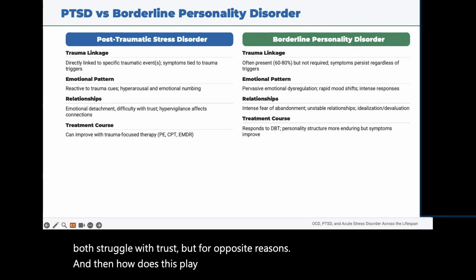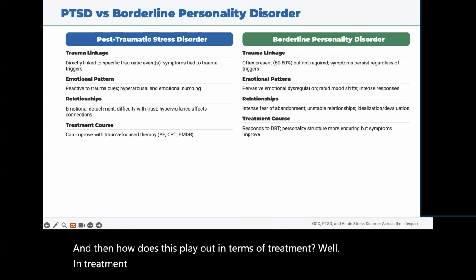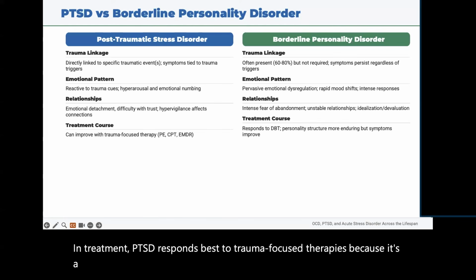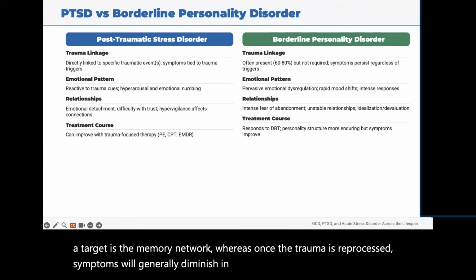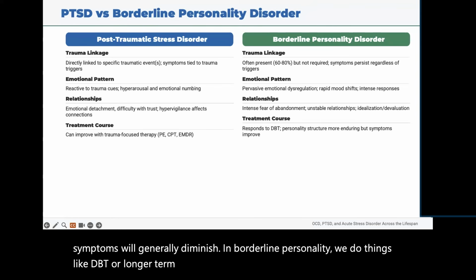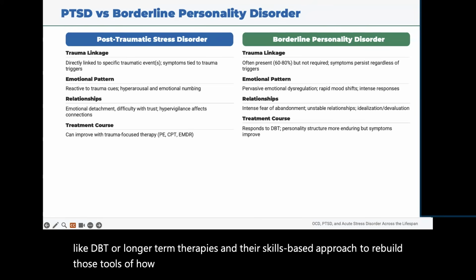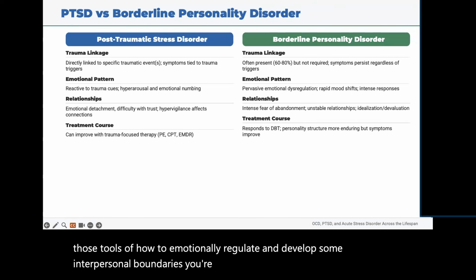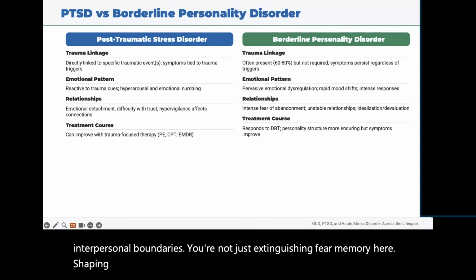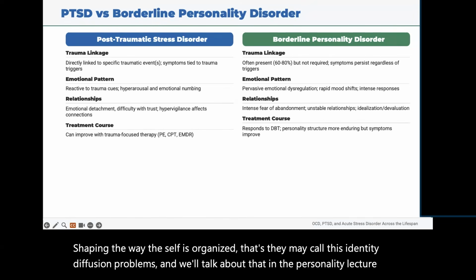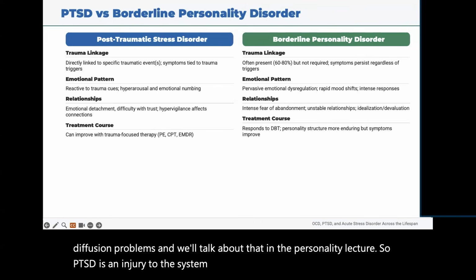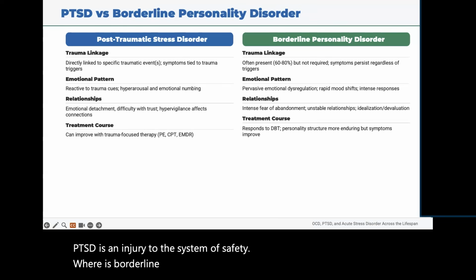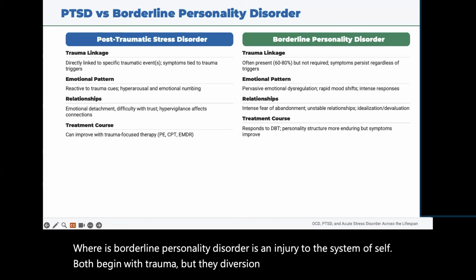And then how does this play out in terms of treatment? Well, in treatment, PTSD responds best to trauma-focused therapies because its target is the memory network, whereas once the trauma is reprocessed, symptoms will generally diminish. In borderline personality, we do things like DBT or longer-term therapies and their skills-based approach to rebuild those tools of how to emotionally regulate and develop some interpersonal boundaries. You're not just extinguishing fear memory here, you're reshaping the way the self is organized. They may call this identity diffusion problems, and we'll talk about that in the personality lecture. So PTSD is an injury to the system of safety, whereas borderline personality disorder is an injury to the system of self. Both begin with trauma, but they diverge in how the mind adapts or fails to adapt.